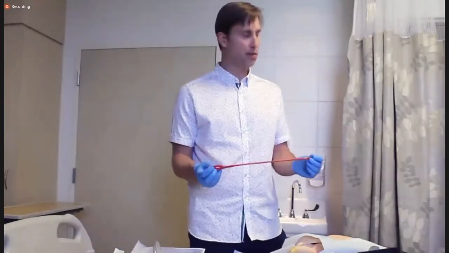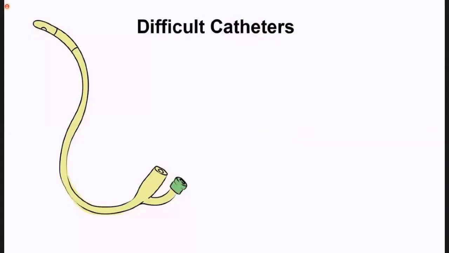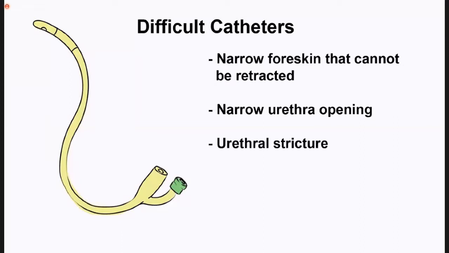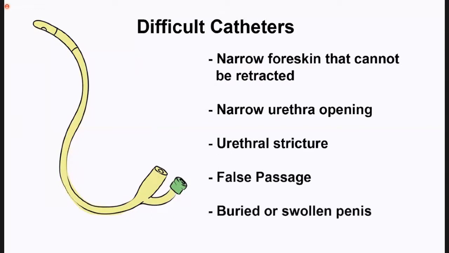There are other situations where you may have difficulties placing a catheter, and one of those is somebody has a very narrow foreskin, and the problem is you can't retract the foreskin in order to get the catheter in. Another common scenario might be someone's urethral opening or the urethral meatus is quite narrow, and in those cases you may need the assistance of a urologist to dilate that area open. Another reason similarly would be a urethral stricture, which is a blockage in the urethra, or something else called a false passage. And simply put, in some of their instances, the penis may be buried or may be very swollen, and you may have difficulties placing.